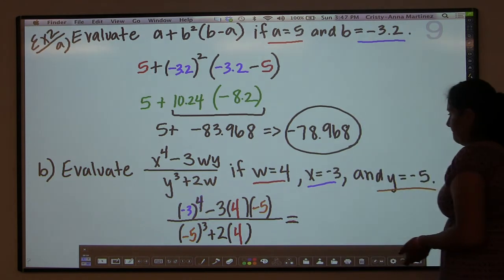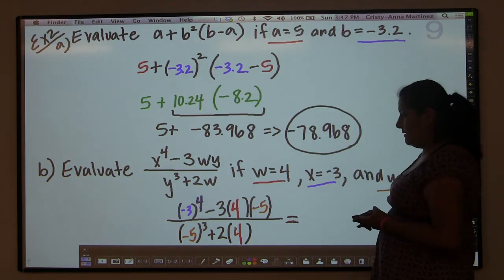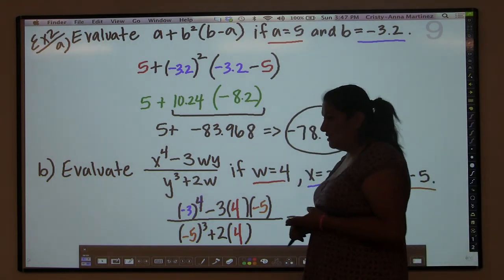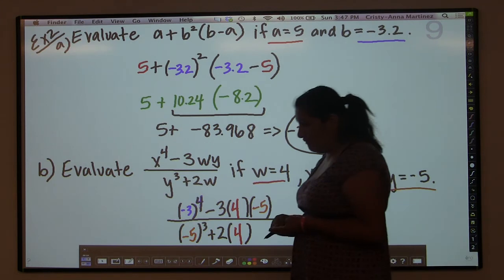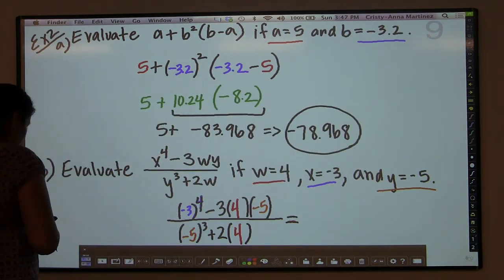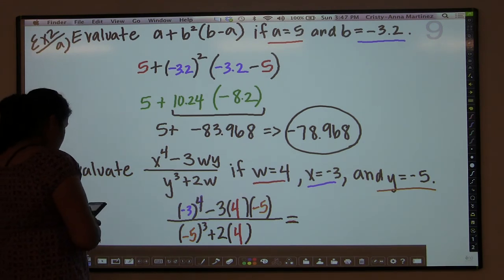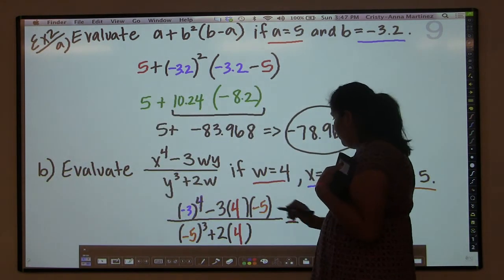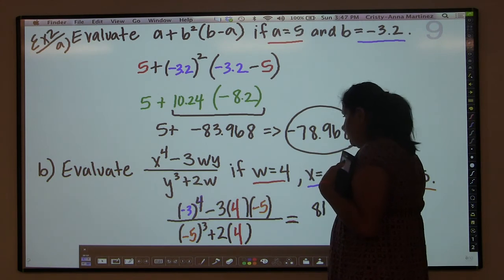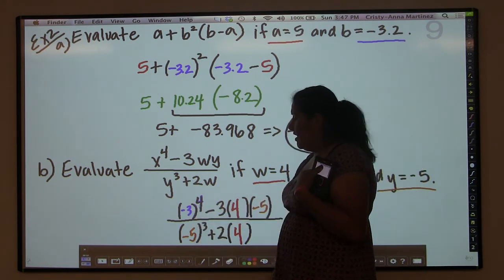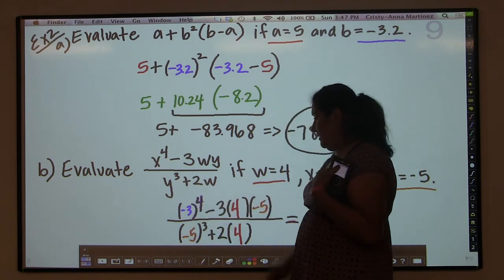So we're going to start with the top, and we have some exponents in there. Negative 3 times negative 3 is positive 9, but positive 9 times negative 3 is going to be negative 27, and then negative 27 times one more negative 3 is going to give you a positive 81. So that negative 3 to the 4th power is positive 81. In general, when you have a negative to an even power, it's going to be positive. If you have a negative to an odd power, it's going to be negative.